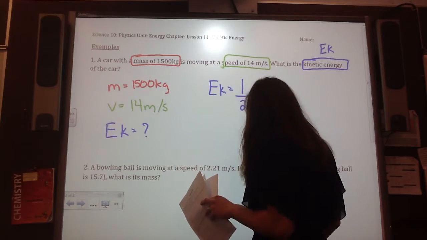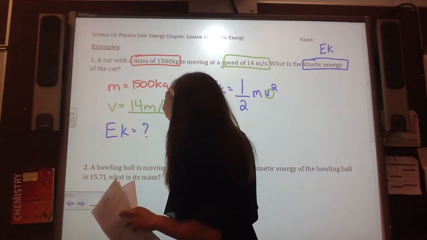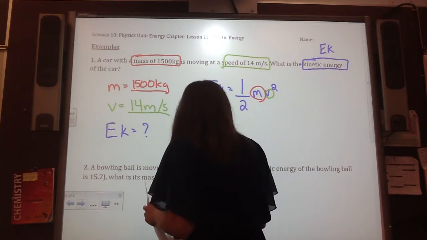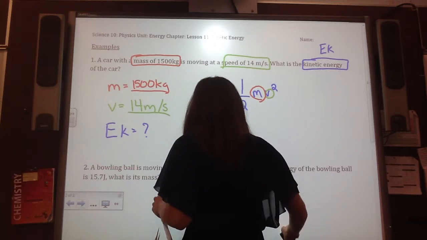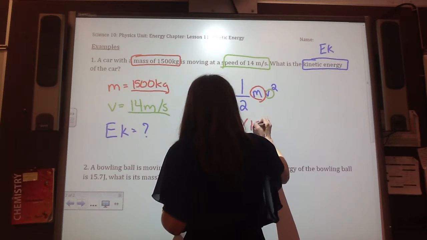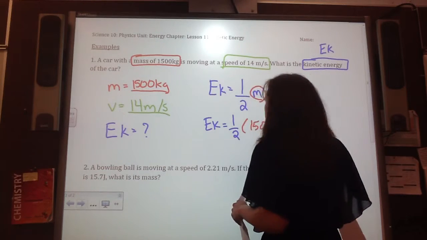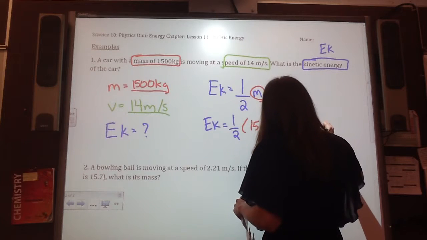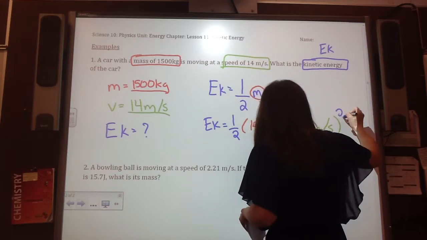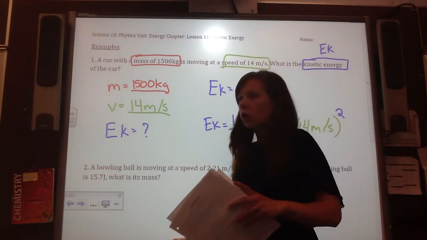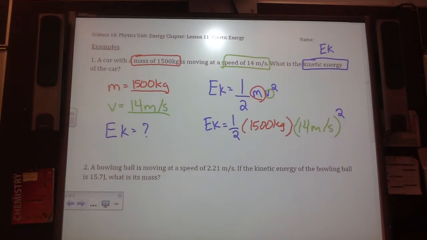Now we put in what we have here into here, and what we have here into here. So let's do that. EK is equal to half times 1,500 kilograms times 14 meters per second, and that value is squared. So, what do you put into your calculator? Everyone get out their calculators, please.